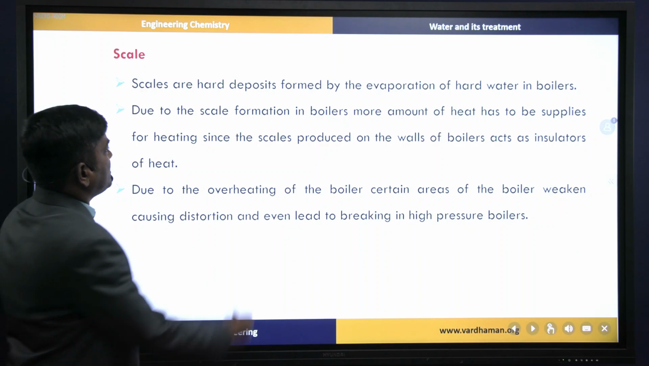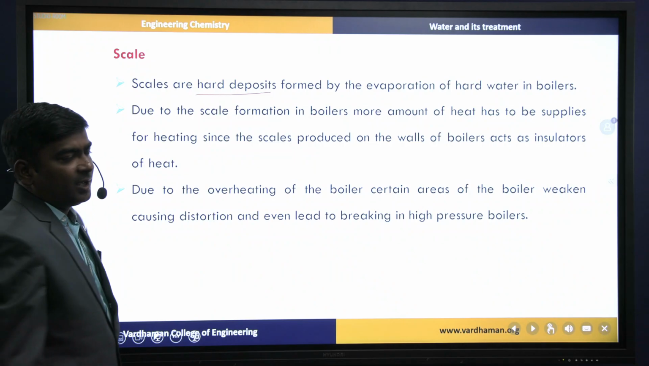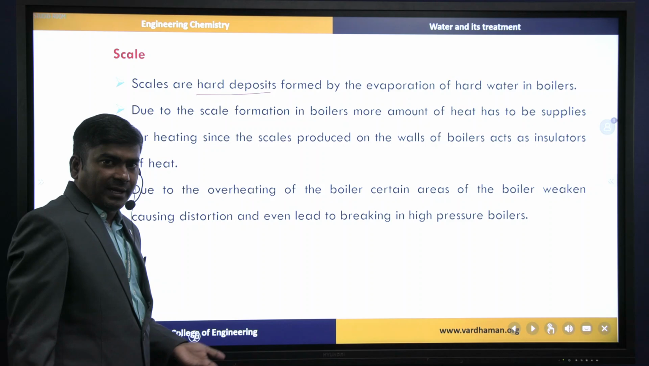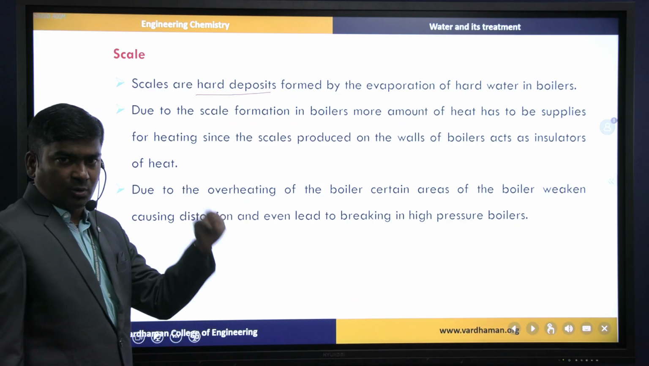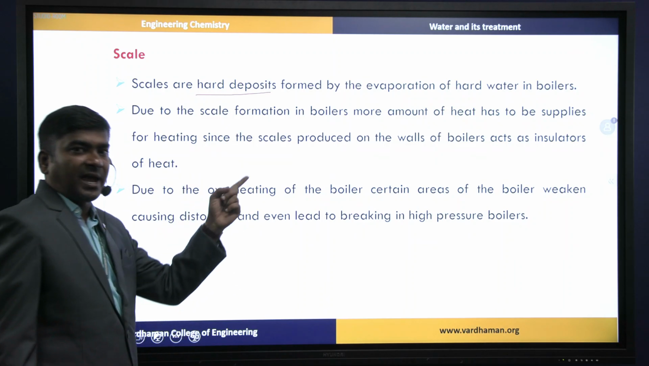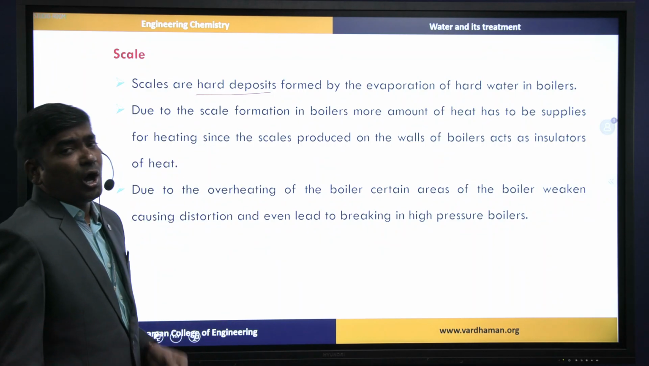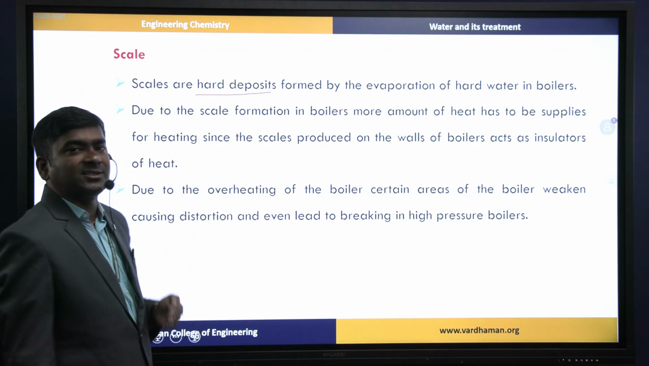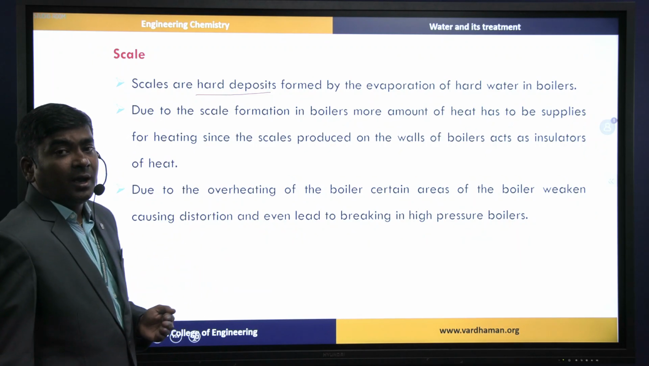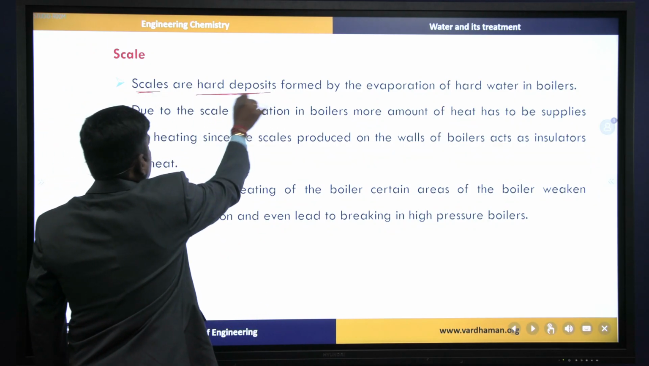Next, scale. Scales are hard deposits formed by the evaporation of hard water in the boiler. As we discussed earlier, when we continuously give heat, water gets evaporated and some salts are thrown out. Those precipitates are of two types: sludges and scales. If it is a loose slimy precipitate, that is a sludge. If it is a hard deposit that forms an extra layer inside the boiler wall, adhering strongly, those are called scales. These are hard deposits.